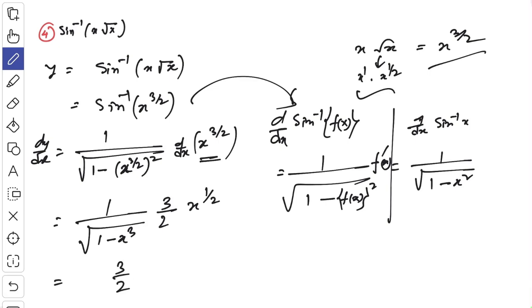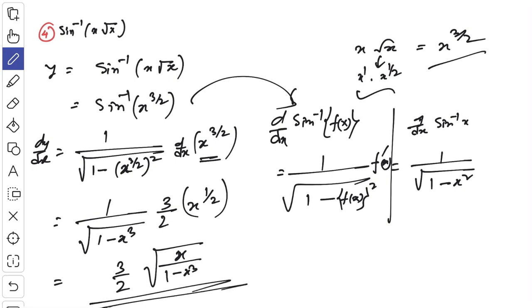3/2, as this is x to the power half, means you can write root x, so that's why you can write this way, x by 1 minus x cube. So this is our answer.